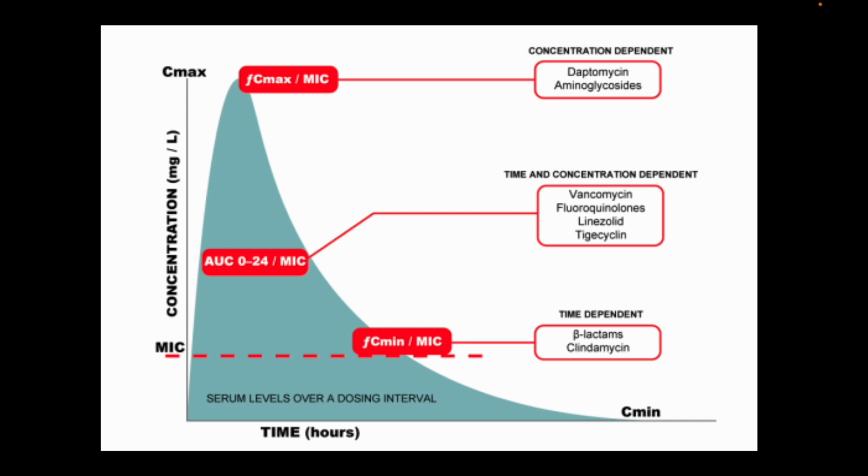So this is just a table showing the different antibiotics and their different methods of killing. Beta-lactam and clindamycin are time dependent, so they have to be given as an infusion for dosing intervals. Daptomycin and aminoglycoside are concentration dependent, so for aminoglycoside it is once daily dosing. Vancomycin, fluoroquinolones, linezolid and tigecycline are time as well as concentration dependent, so use the AUC 0 to 24 by MIC curve.